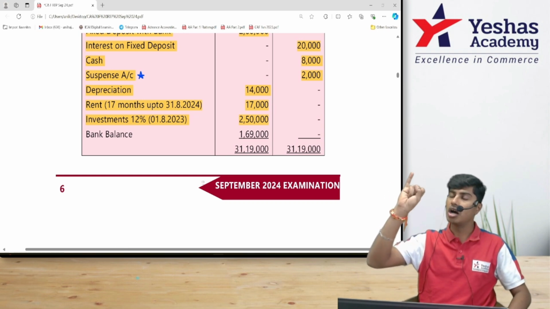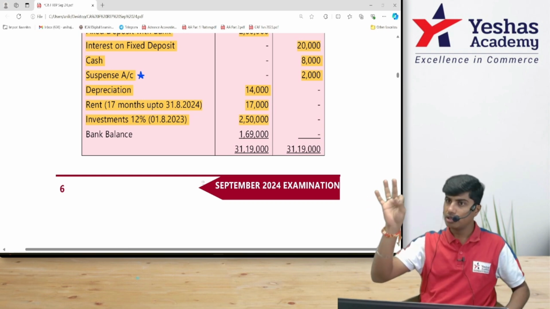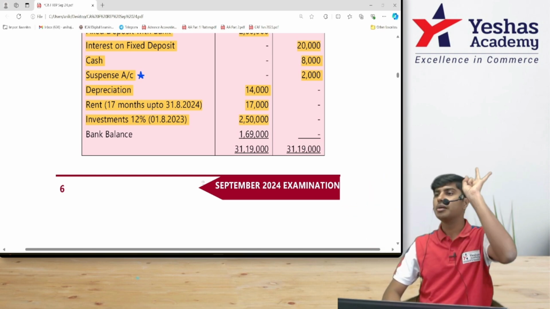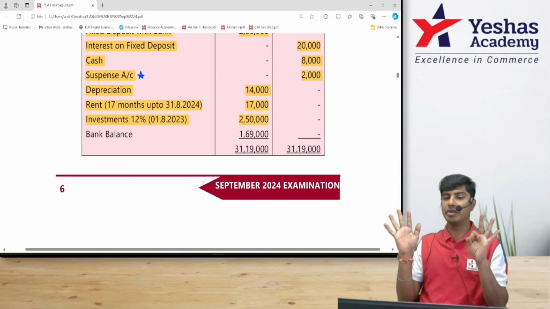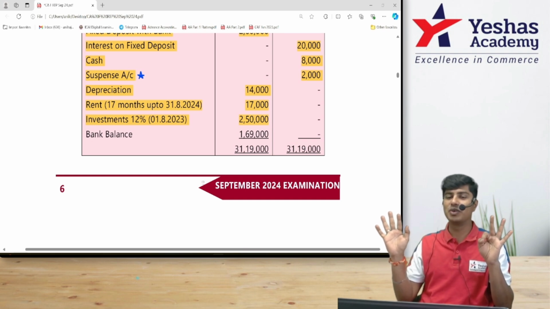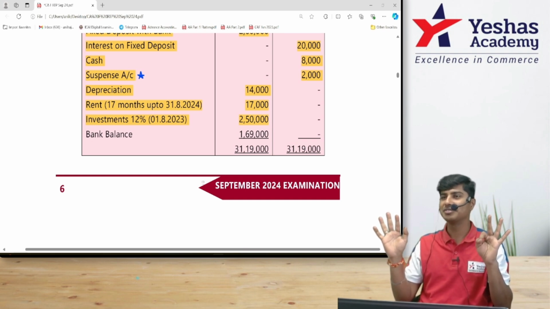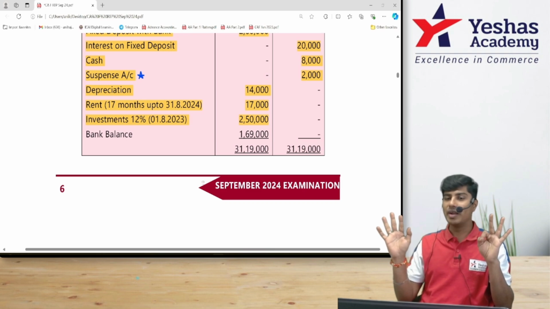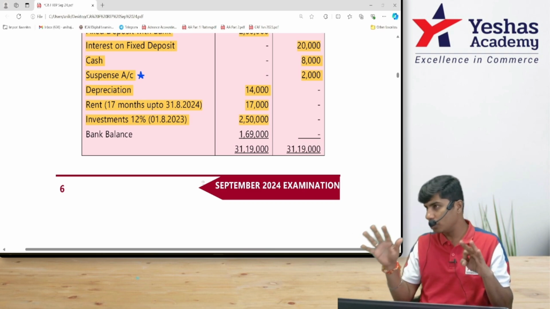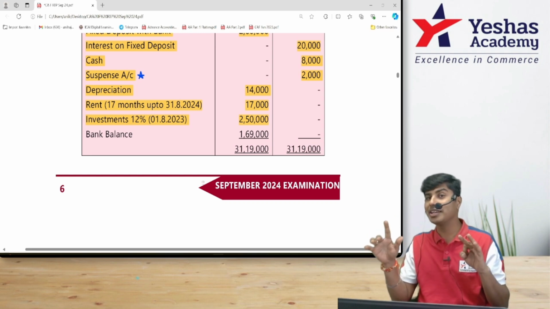August, September, October, November, December, January, February, March. How many months is that? 8 months. Please do 2,50,000 into 12% into 8 by 12. 2,50,000 into 12% into 8 by 12 is how much? 20,000 rupees of interest is earned. It might not be received, but it's still earned. We should record the income even if it is not received, just because it is earned.